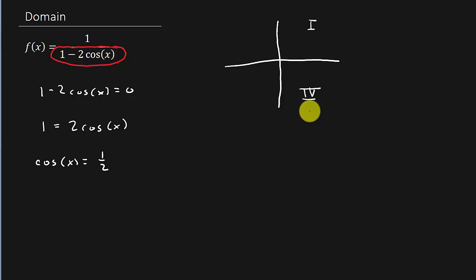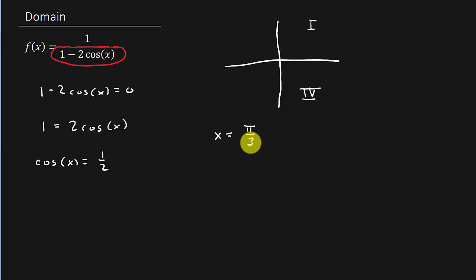Now, let's look at our first quadrant angle. Cosine of what is 1/2? Well, the cosine of 60 degrees, right? That's in the first quadrant. So the cosine is 1/2 when x is pi over 3. Remember, pi over 3 radians is equal to 60 degrees. All right, so we know it's pi over 3.